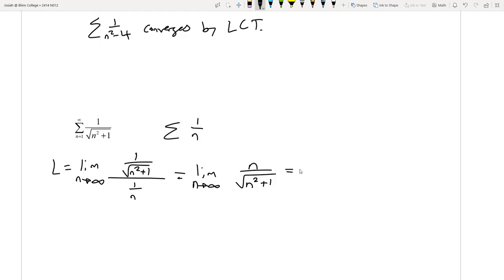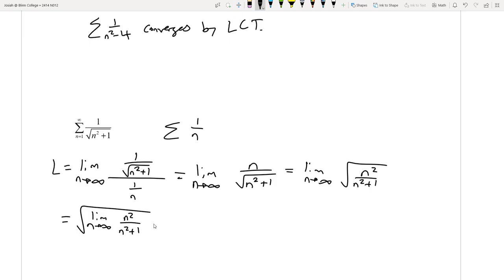Let's go ahead and we can actually take our numerator and stick it underneath that root as well. And now a property of limits says that if there's a power on the entire argument of the limit, we can actually apply it to the limit on the other side. So apply it on the outside of the limit instead. There we go. We can use L'Hopital's rule. So we get the root of the limit as n tends to infinity of 2n over 2n. That's root 1, which is 1.